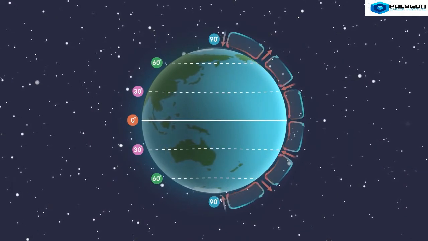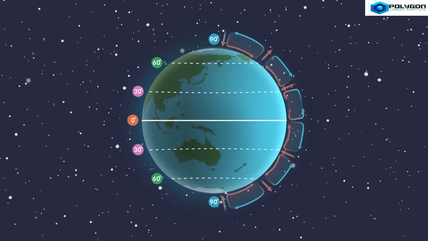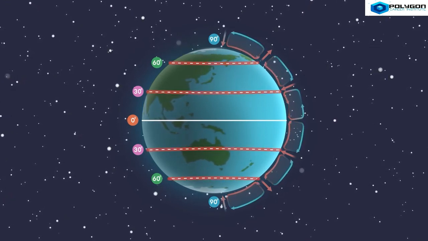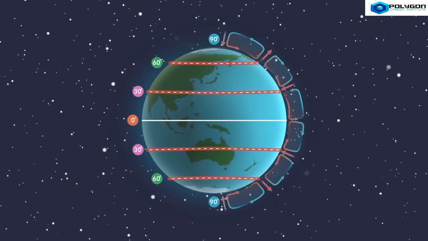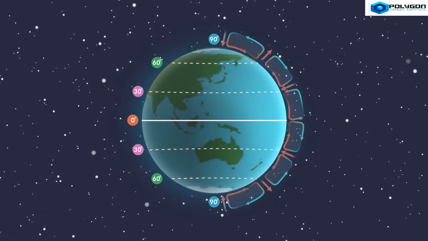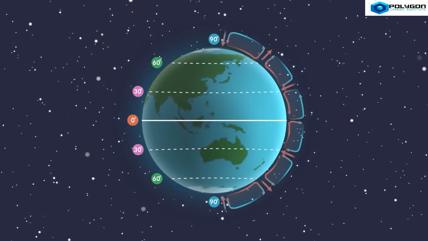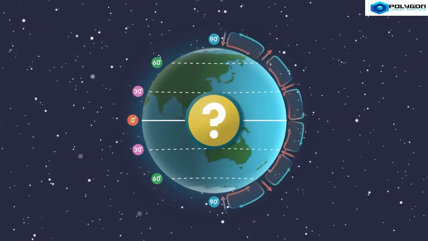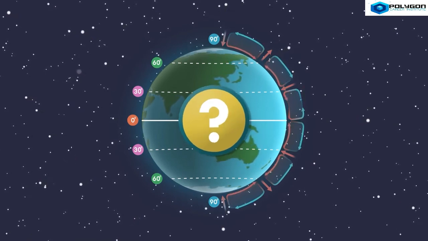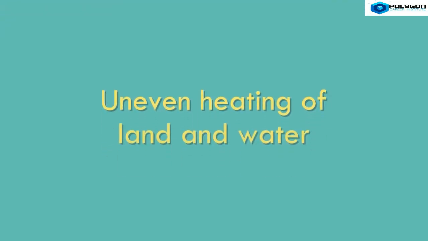This is what creates a lot of pressure difference in the regions where these cells meet each other. As a result, stronger wind currents are generated. These strong wind currents influence the pattern of weather and climate at any point on the Earth. Is there anything else that influences the weather and climate on Earth? Yes, another factor is uneven heating of land and water on Earth. Let's have a look at this factor in the upcoming video.